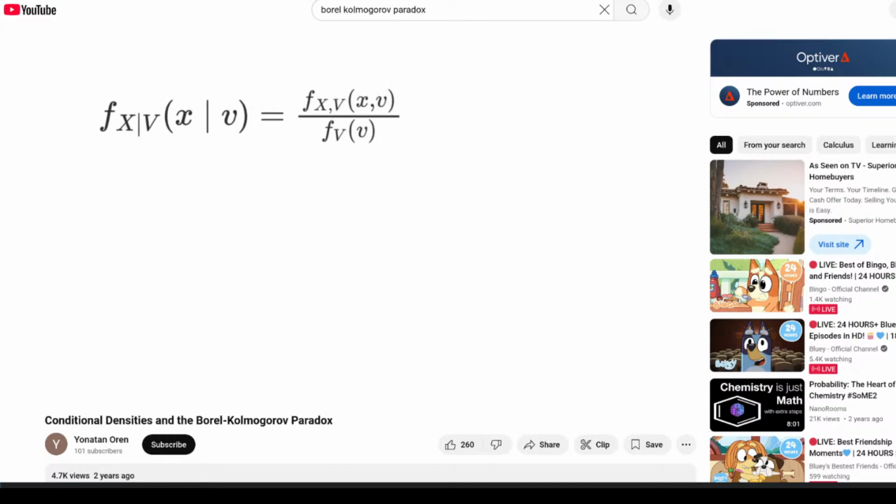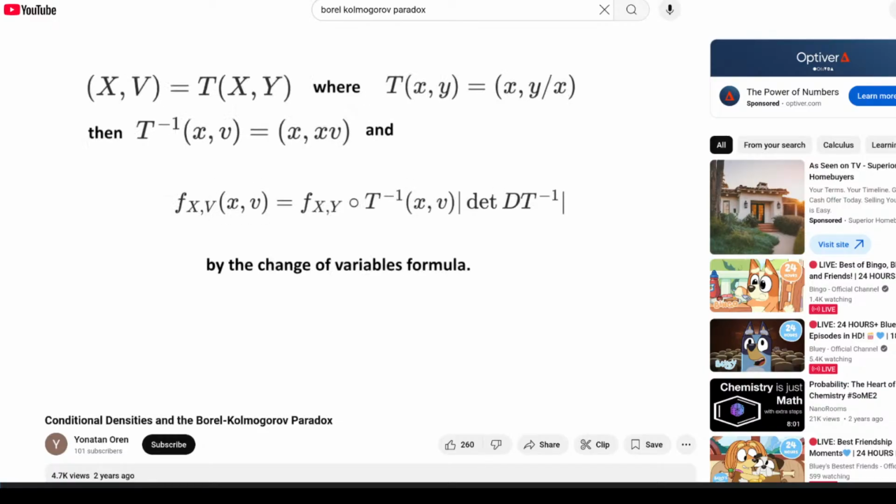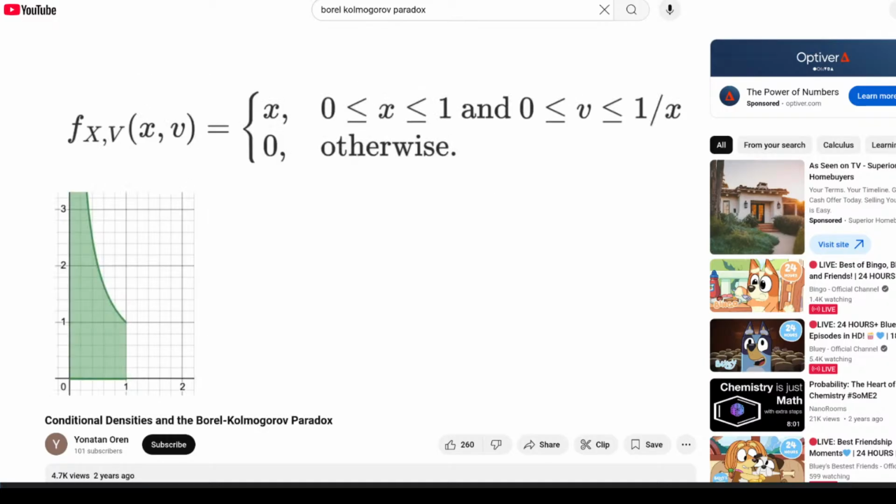As before, to calculate the conditional density of x given v, we'll start by calculating the joint density of x and v. We can write x and v as a function of x and y, and again use the change of variables formula to get the joint density of x and v. This time, the Jacobian determinant of t inverse is x, so we get that the joint density of x and v is equal to x on the region pictured on the left.